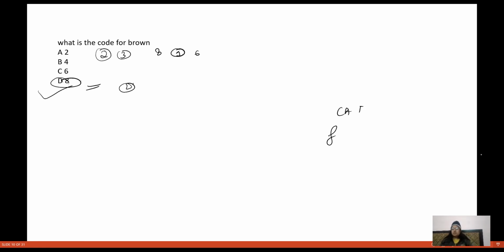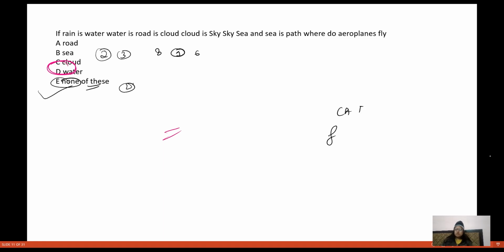Okay, then we get 2 here. So I hope now everybody is clear with this thing, how we are doing these kind of questions. Everybody should be clear, and let's move on to the next question. Now look at this.